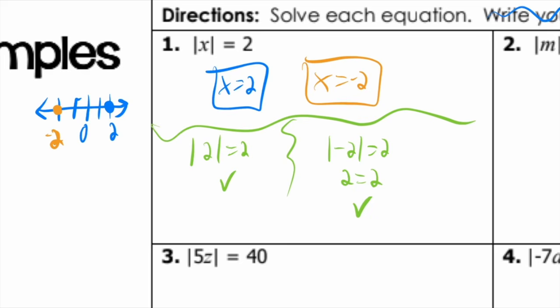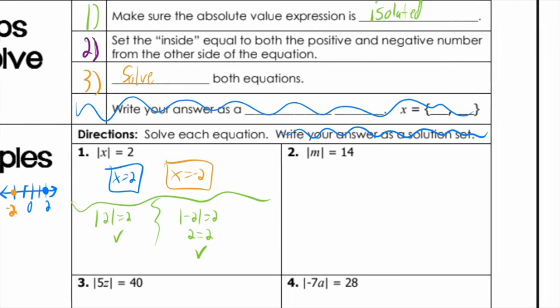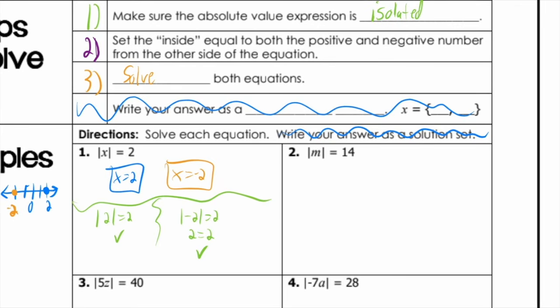And so both 2 and negative 2 are the answer here, because, once again, both 2 and negative 2 are 2 from 0. And so this is what we were talking about here in step 2, where we set the inside of the absolute value, in this case x, equal to both a positive and negative number from the other side of the equation. So we set x, the inside of the absolute value, equal to the positive and negative versions of the other side, which is 2, so we made it equal to positive 2 and negative 2.